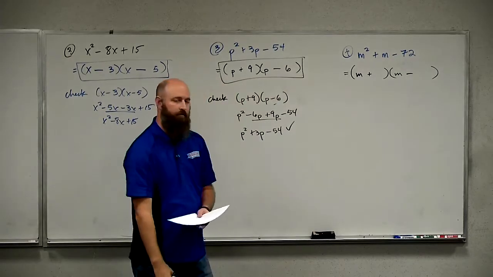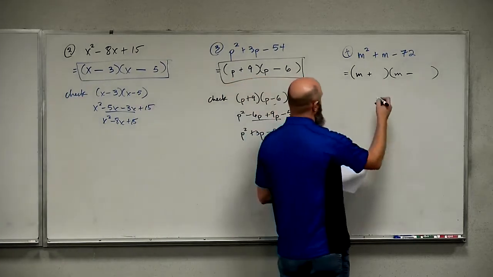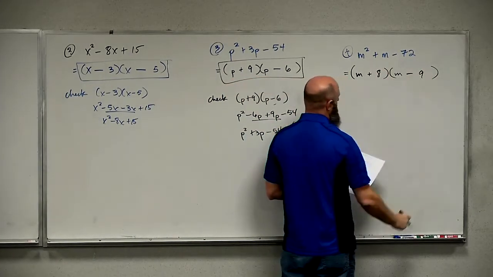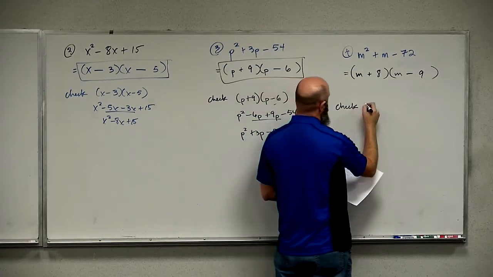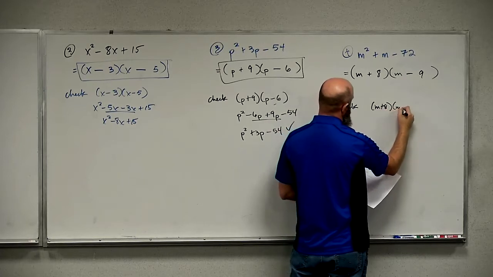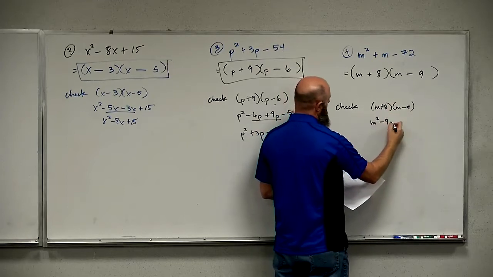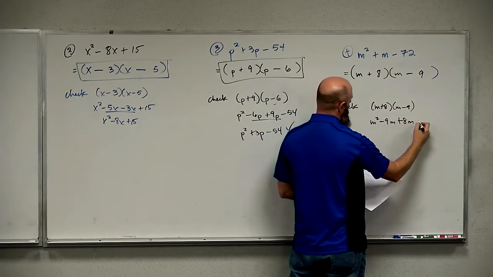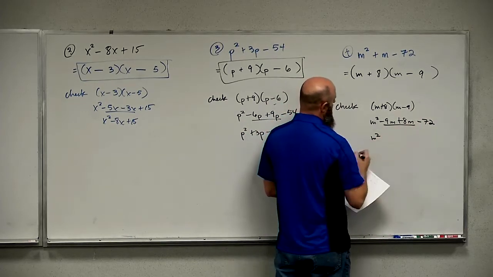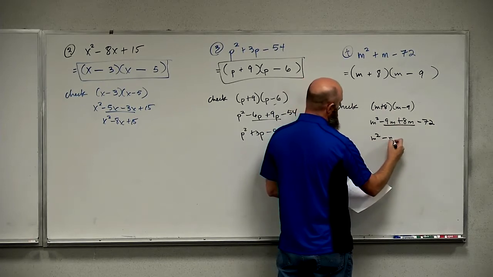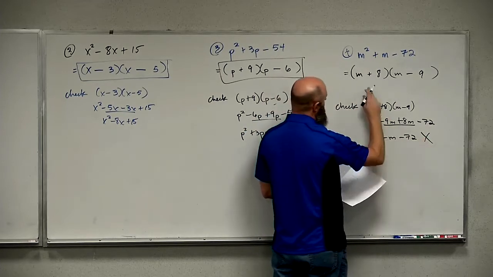And for 72, first thing that comes to my mind is 9 and 8. So I'm going to try those. This time I'm going to go 8 and 9 just to try it. So if I check it, m plus 8 times m minus 9, we're going to get m squared minus 9m plus 8m minus 72. So that gives me m squared. When I put those together, negative 9 plus 8 is negative m minus 72. So that's not good because I need a plus m.